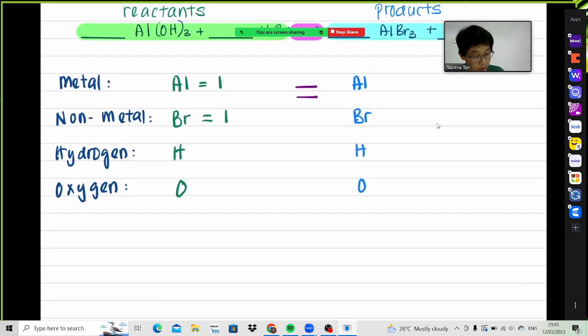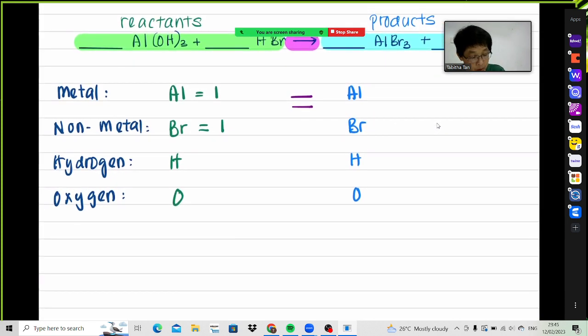Hydrogen, on this side you got 3 because 3 times 1, so you got 3. And then over on the other reactant, we found there's 1 hydrogen that is bonded with bromine. So that makes it 3 plus 1. So that's why you got 4. So there's 4 of them here. Okay, and let's go on oxygen. What is this? 3 times 1. So 3 sets of OH, meaning that you have 3 oxygen. Okay, this is how we count the element.